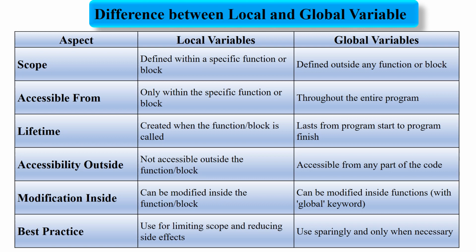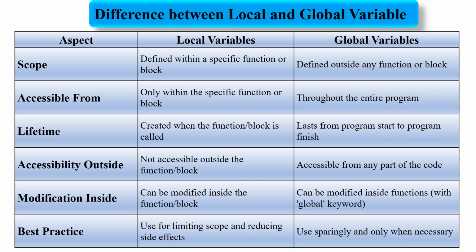Lifetime. Local variables are created when the function is called and are destroyed once the function completes its execution. Global variables last from the start of the program until the program finishes its execution. Modification inside functions. Local variables can be modified inside the function or block where they are declared. Global variables can be modified inside functions, but you need to explicitly declare them as global using the global keyword.